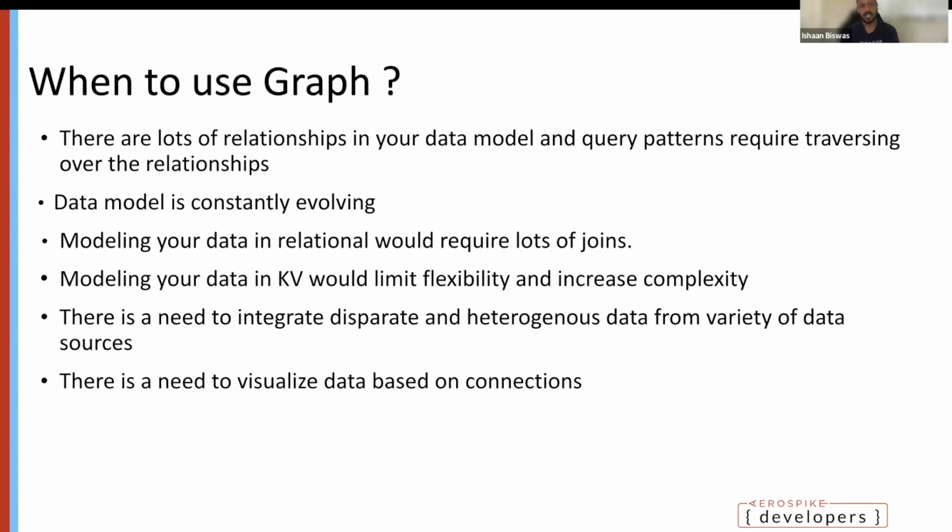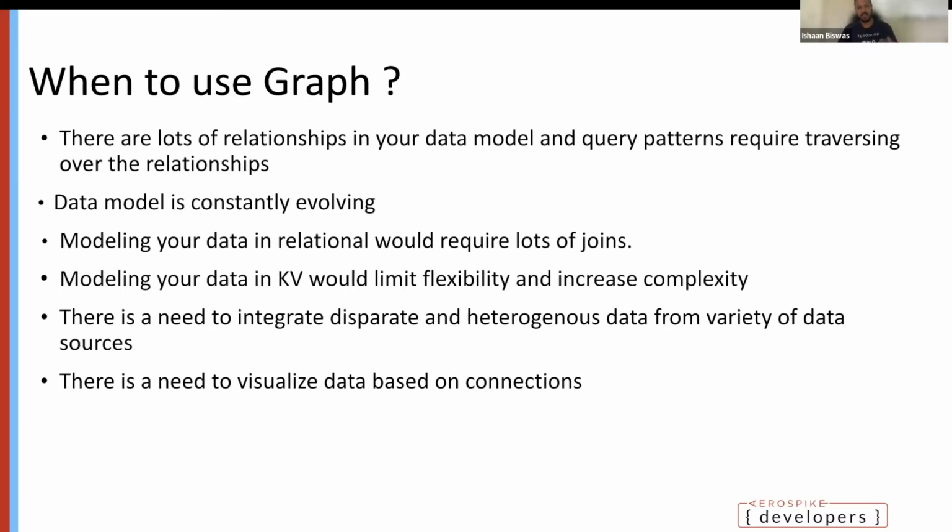The other thing is your data model might be constantly evolving. In that case, also a graph might be a good fit because it's really easy to modify the schema and still have the similar query patterns work on that same data set.